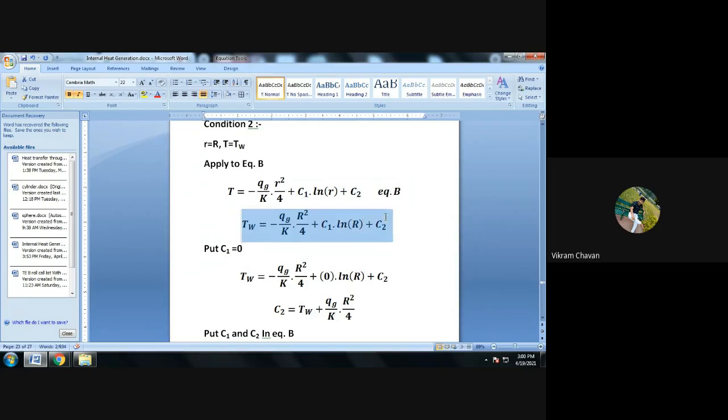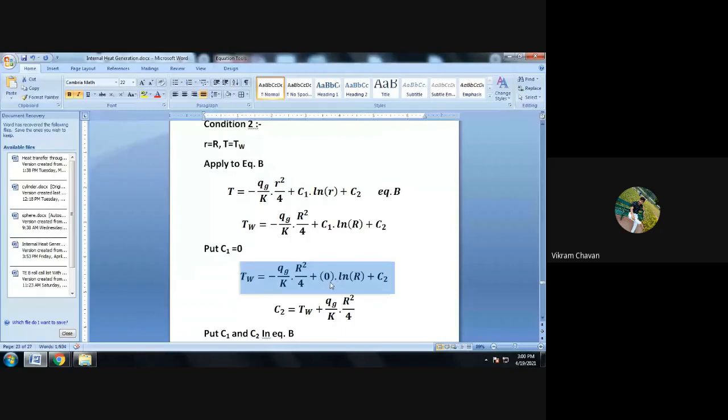Now we have already determined the C1, and C1 is 0. So just put that particular C1 value in the equation. Then what we'll get? We'll get Tw is equal to minus Qg divided by K multiplied by R square divided by 4, plus C1 is 0 multiplied by ln of capital R, plus C2. So from this particular equation we'll directly get the value of C2.